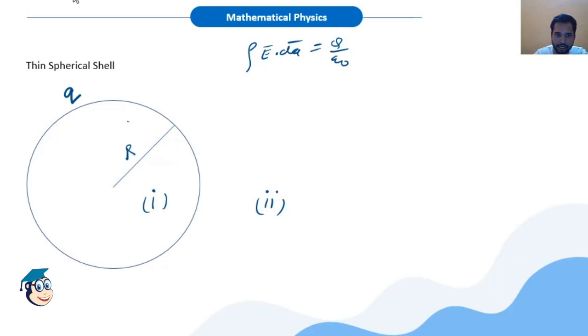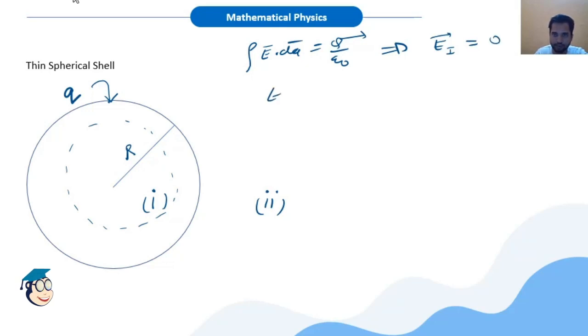But for inside, when you draw a Gaussian surface, let's say this is a Gaussian surface, and whole charge is on the surface. Whole charge is on the surface. So inside this Gaussian surface, you won't have any charge. This Q is equal to 0. So you can say electric field in the first region would become equal to 0.